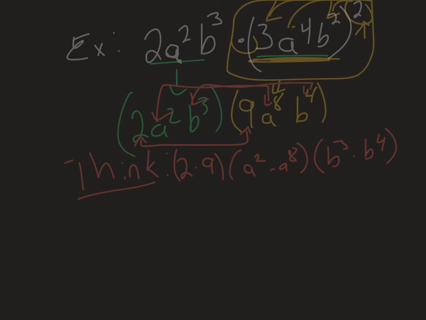So if I'm looking at this, I take the 2 times the 9, I get 18. I take a squared times a to the 8th. Remember, if we have same bases and we're multiplying them, we add the powers. So this would be a to the 2 plus 8, which would be a to the 10th. And then likewise, b to the 7th. I'm going to add the 3 and the 4. Now this expression is a simplified version of this top one up here. There's nothing more I can do until someone tells me what a or b is. So this is as good as it gets for now.